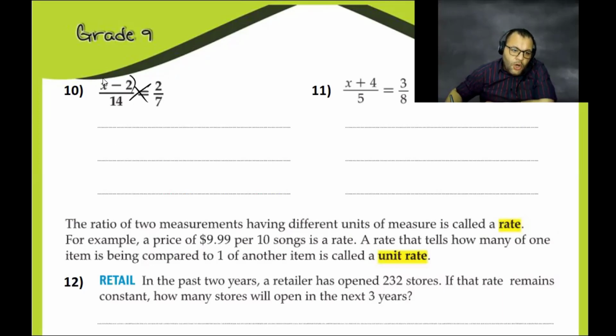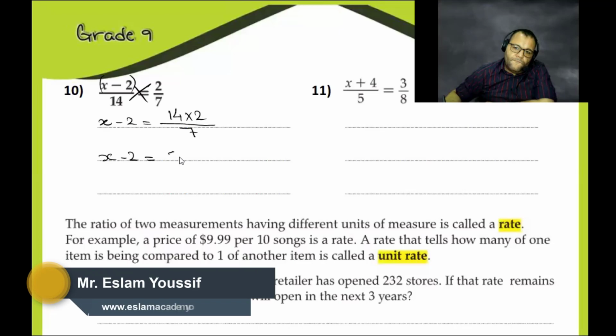So I have to start here. What is the variable that I have here? It's x minus 2. Make the fraction bar. x minus 2 equals 14 times 2, divided by 7. So x minus 2 equals 28 divided by 7.